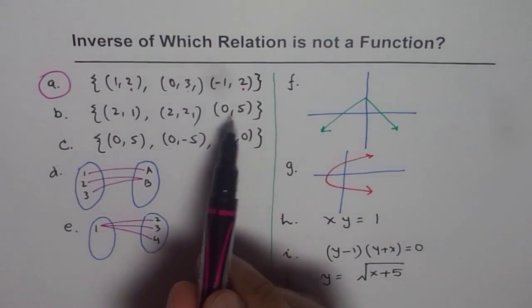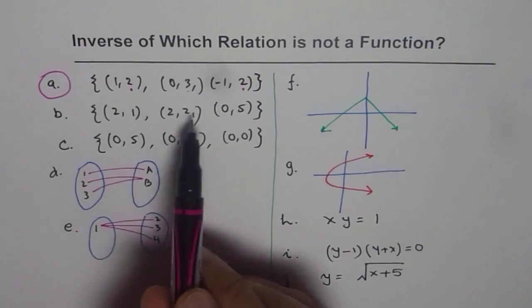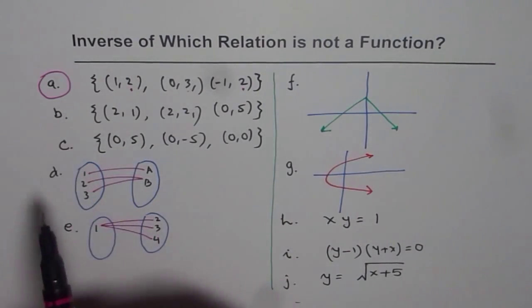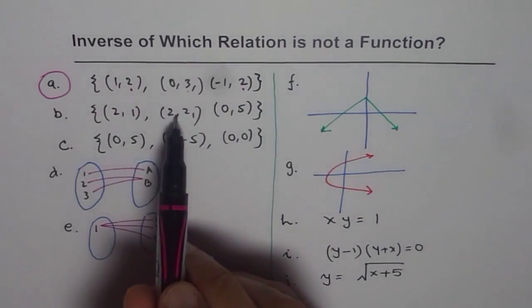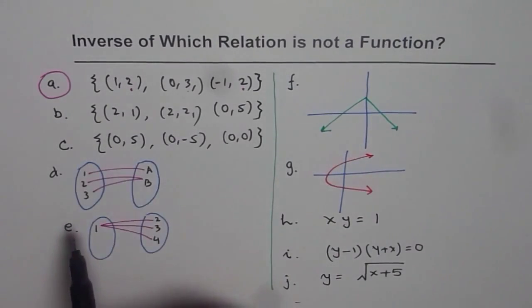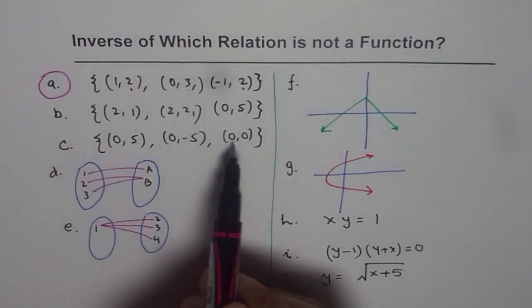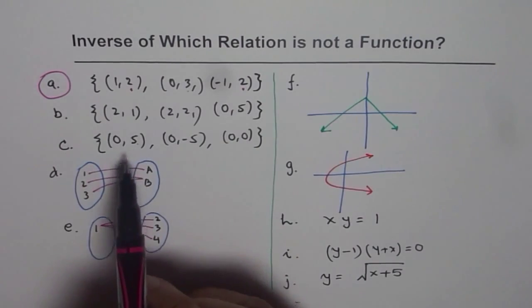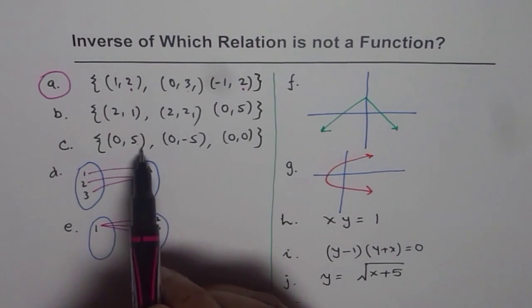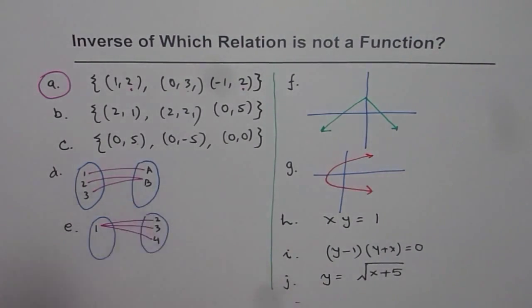In this case, again, we'll match the y values, right? Well, all are different, so this is a function. I mean, its inverse is a function. This is not a function, right? In this case, the y values are all different, and therefore its inverse will definitely be a function.